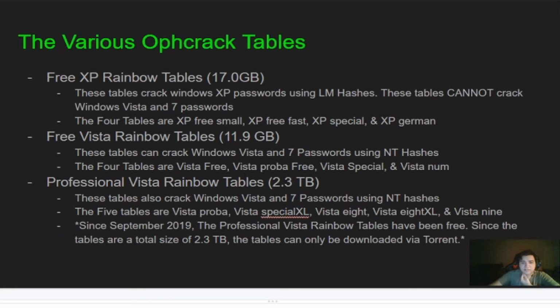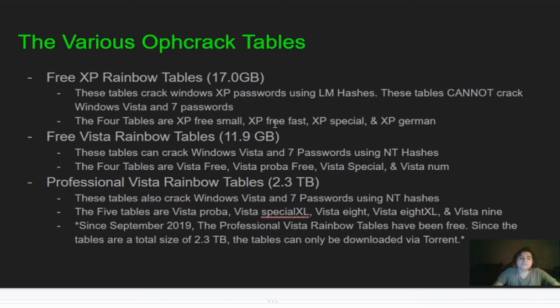The various Ophcrack tables. So there's three categories of tables and they're all very huge in size. Especially the professional tables. The first one is the free XP rainbow tables, which are tables that are able to crack Windows XP passwords using LM hashes. These tables cannot crack Windows Vista or Windows 7 passwords, however. And then of course the four tables are XP free small, XP free fast, XP special, and XP German. And it amounts to 17 gigabytes in total size.